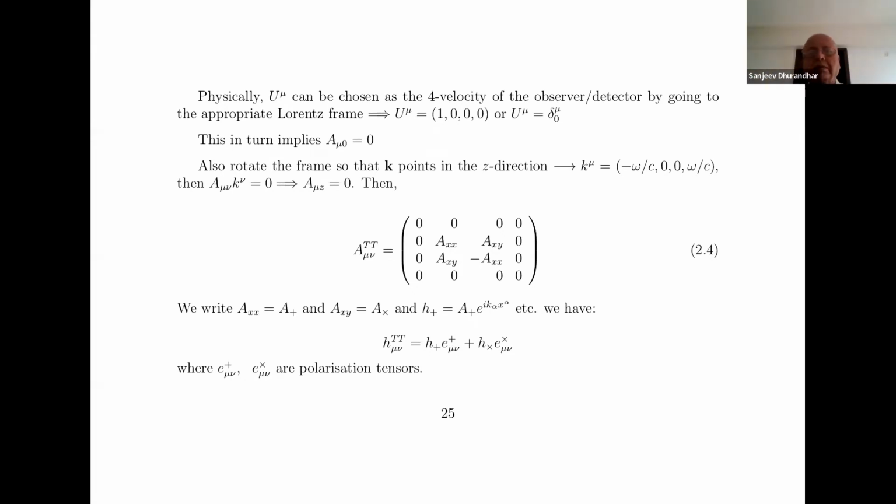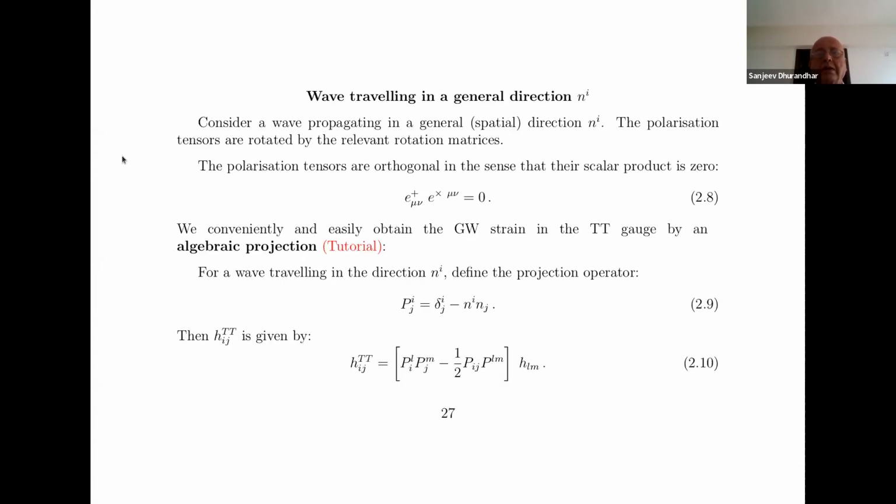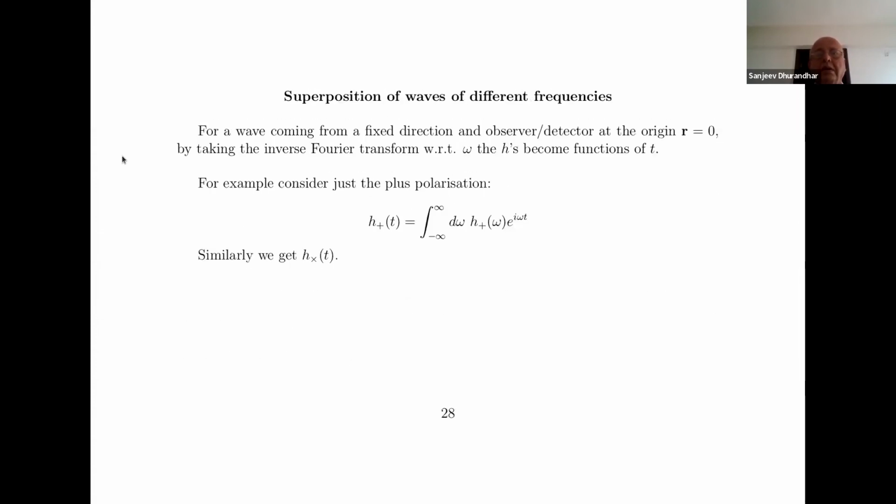So you can have superposition of waves, but they have to be in the same direction. And he insists on that. There's a paper by Racz, R-A-C-Z, and probably somebody else. Also after that, there are papers by Ashtekar and Bonga, which talk about the TT gauge and so on. So maybe I'll send those references.